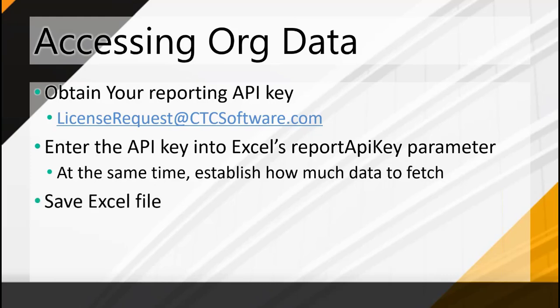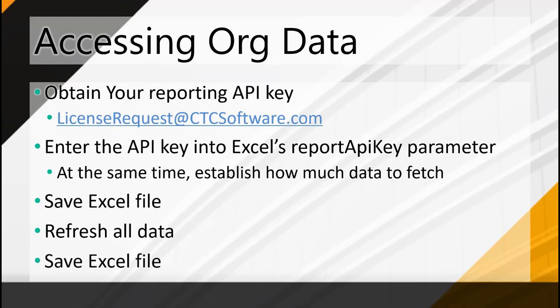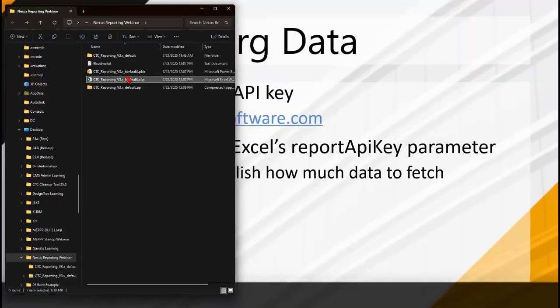And then before we actually tell it to fetch the data, we're gonna save the Excel file, just so that stuff's locked in, those options are locked in. And then we're gonna tell it to refresh. We're gonna give it some time to go ahead and do that. And once that data all refreshes, we're gonna go ahead and save the Excel file again. So let's get this process started. Let me take you through the process in Excel specifically.